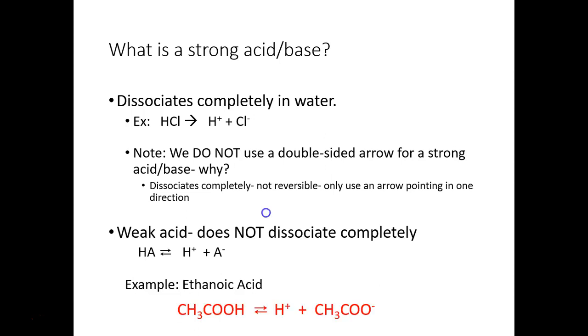So if we're going to do ethanoic acid, there's the formula for ethanoic acid. We would show it with a double arrow, dissociating into hydrogen ions and the ethanoate ion.